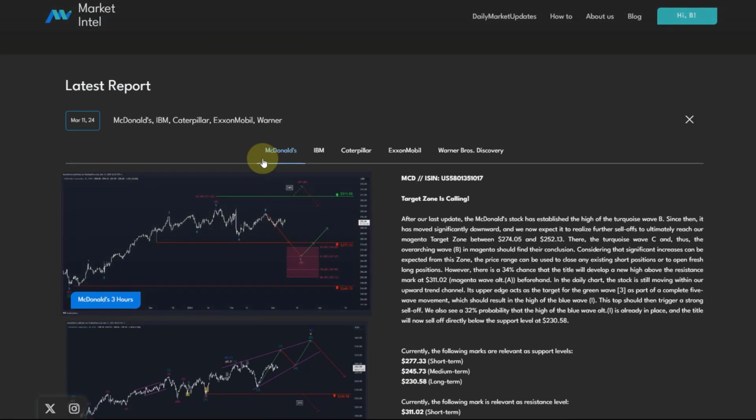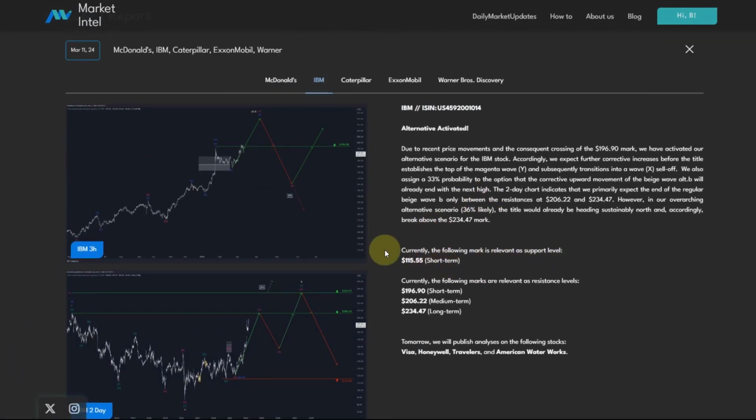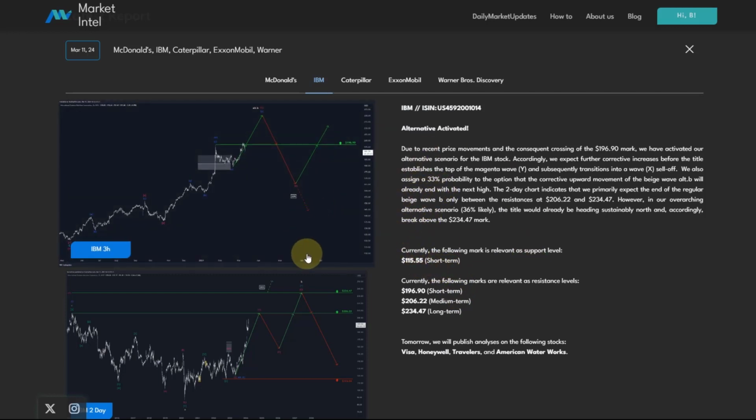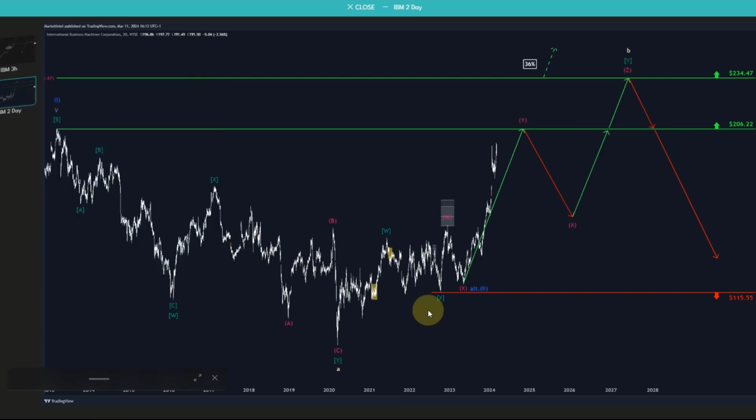We're taking a look at IBM today, and you can see that we have here listed our relevant short, long-term and medium-term support and resistance levels, as well as a written analysis, including the probabilities. Now let's take a look at the 2-day chart. This is the long-term chart.